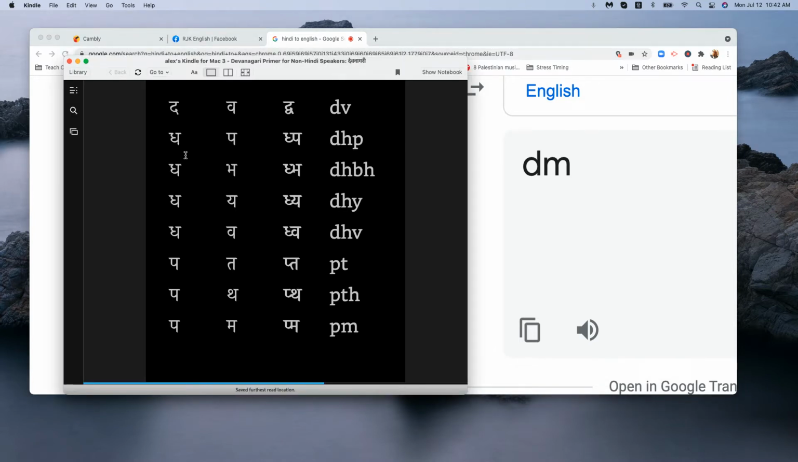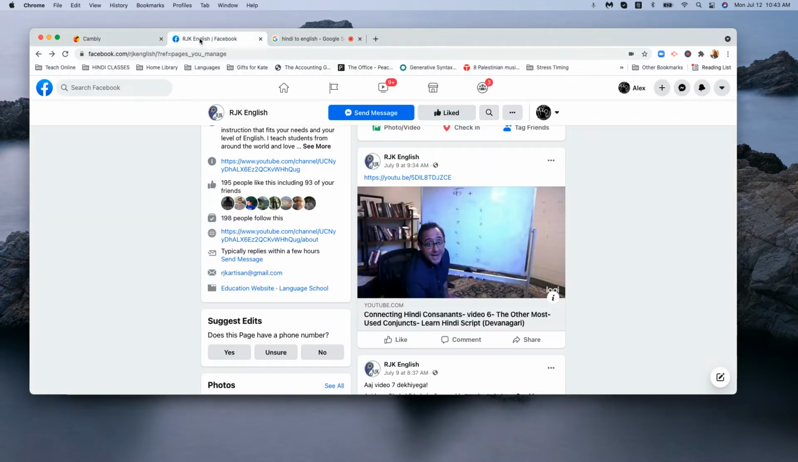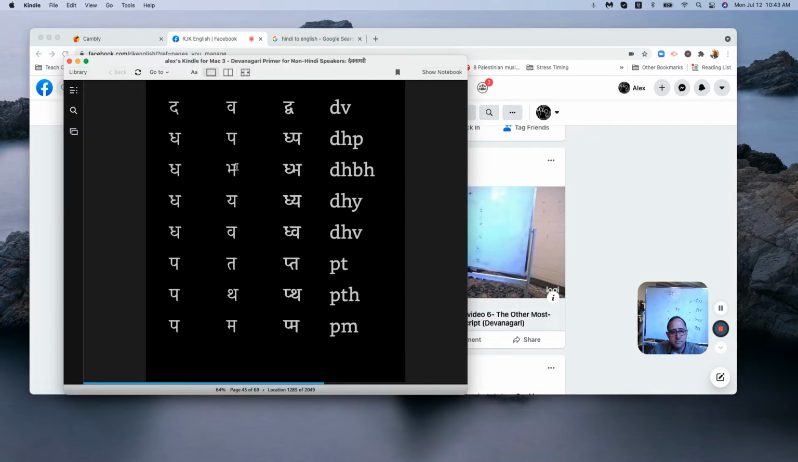Okay, the da, the aspirated D. With P, aspirated P, you just use the first part of the da and connect it to the P. First part of the da and connect it to the bha. First part of the da and connect it to the ya. First part of the da connected to the va.